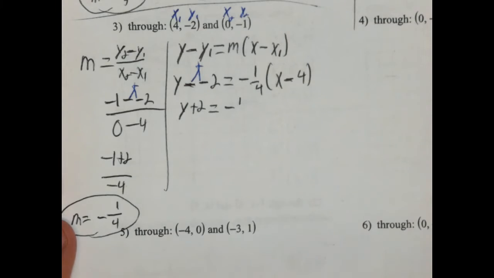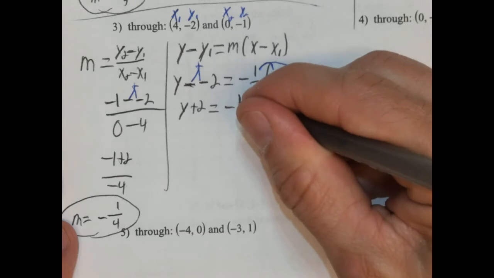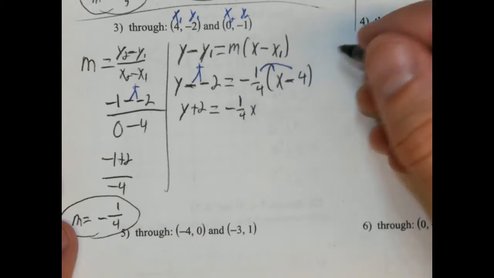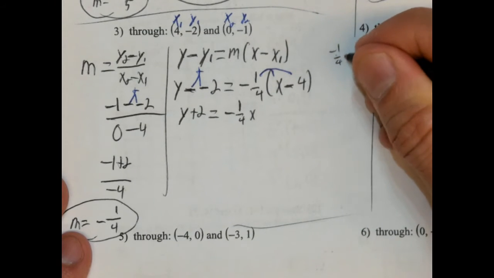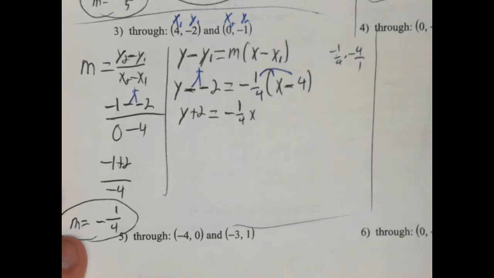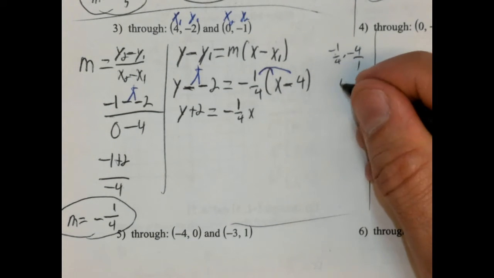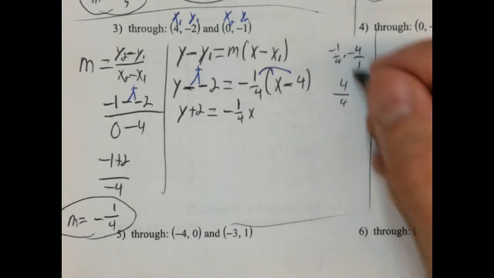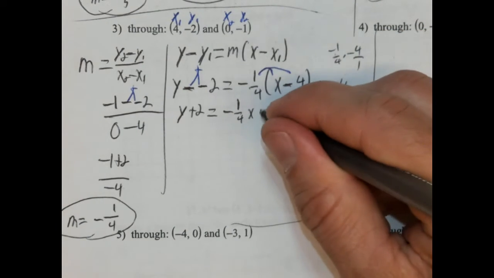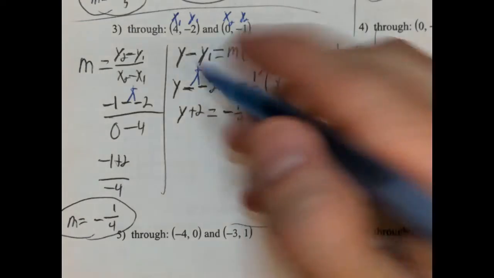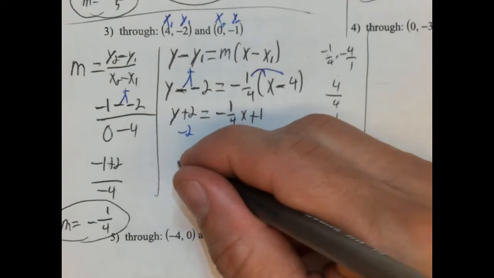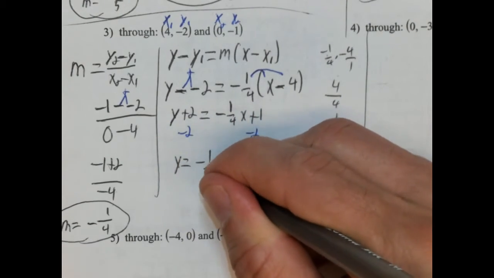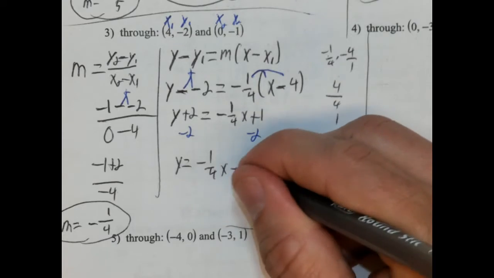And see, we're going to distribute this. I should have drawn that. Okay, so -1/4 x. And then let's write this over here. -1/4 times -4/1, because that's -4/1, right? There's a negative sign there. 1 times 4 is 4, 4 times 1 is 4, negative times negative is a positive, those cancel out, 4/4 is 1, so it's positive 1. Okay, and then we're going to subtract 2 from both sides. So y is going to be equal to -1/4 x. 1 take away 2 is -1.